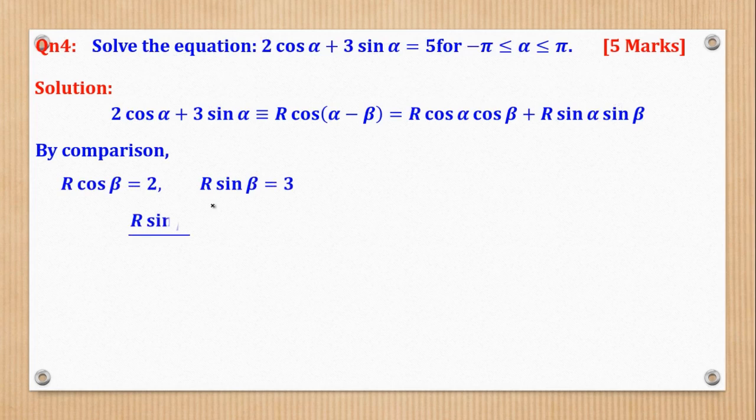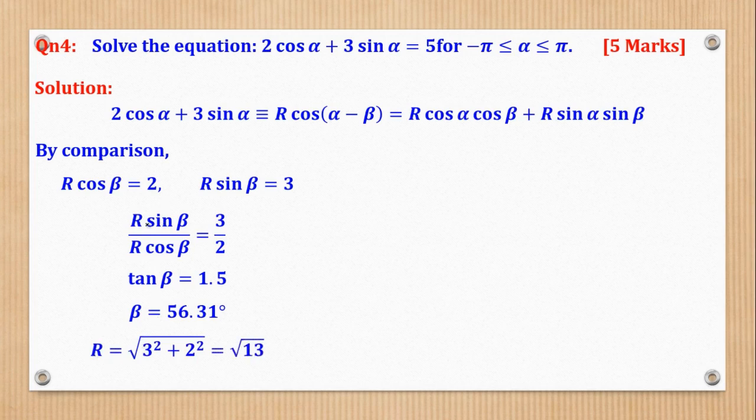Then we divide them to get, so this cancels to remain with sine over cos, which is tan, and 3 over 2 is 1.5. Therefore, beta will be 56.31. We use 2 decimal places. And r will be got by saying this squared plus this squared, everything under root, to give you root 13. And now that I have got the value of r and the value of beta, I can come and express this in terms of this.